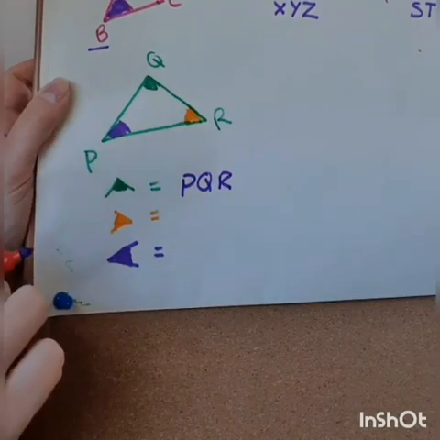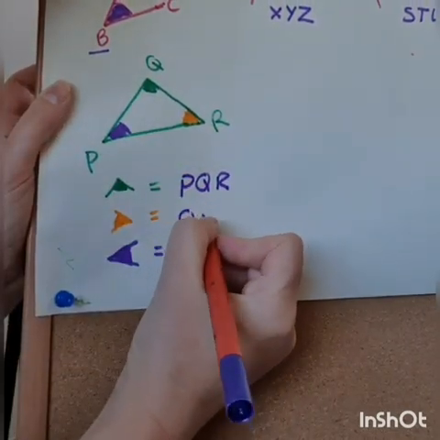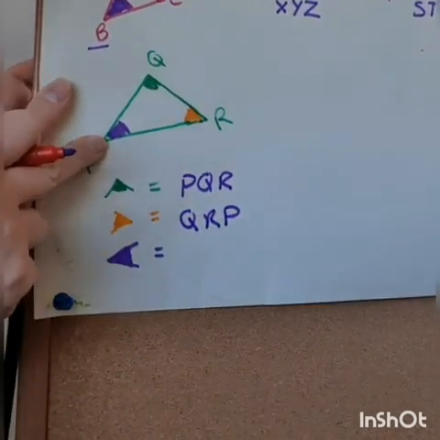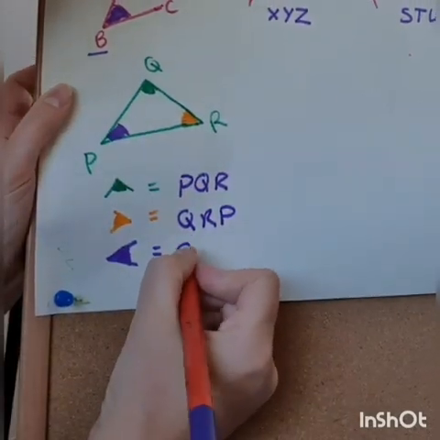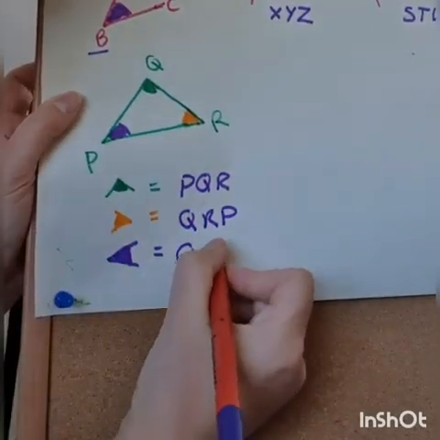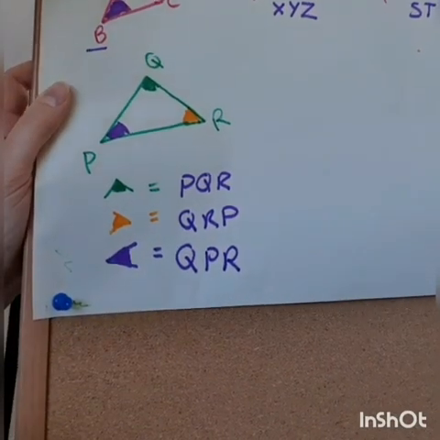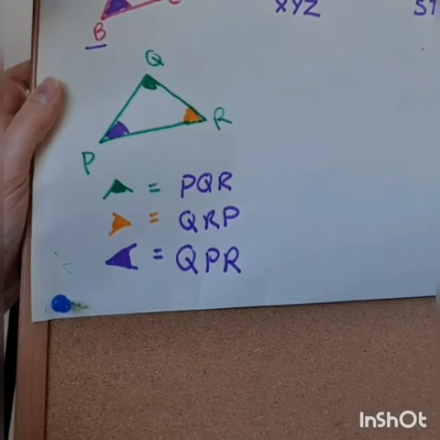Our orange angle, Q, R, P. Again, as long as the R is in the centre. And in our final one, we have Q, P, R, because the P is the angle that we would like to know the name of. Those are just some of the tasks that are in your pages that have been shared on Teams.